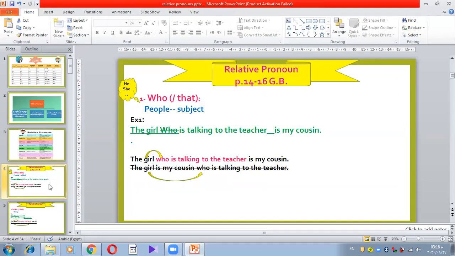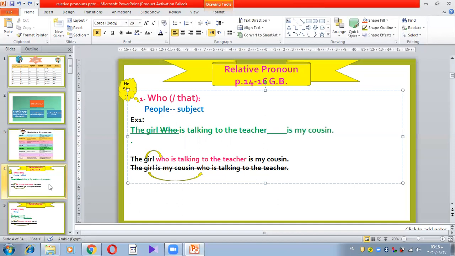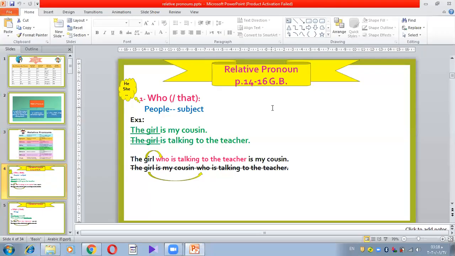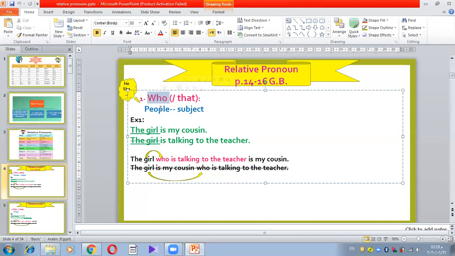Okay? So again, I'm gonna repeat it again to make you understand how we can make it. So again, one more time, guys. We use relative pronouns to join sentences together. Instead of making two short sentences, we make one long sentence. How can we make this? We have relative pronouns. Who is used for people in the subject position.